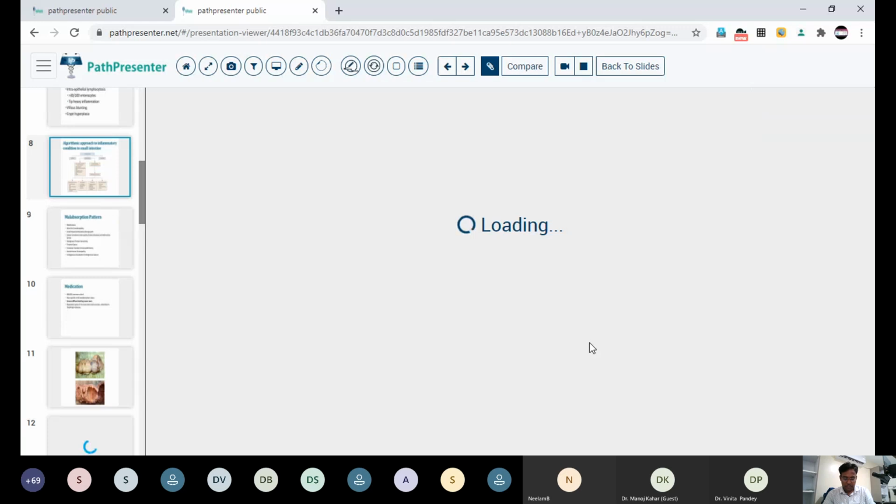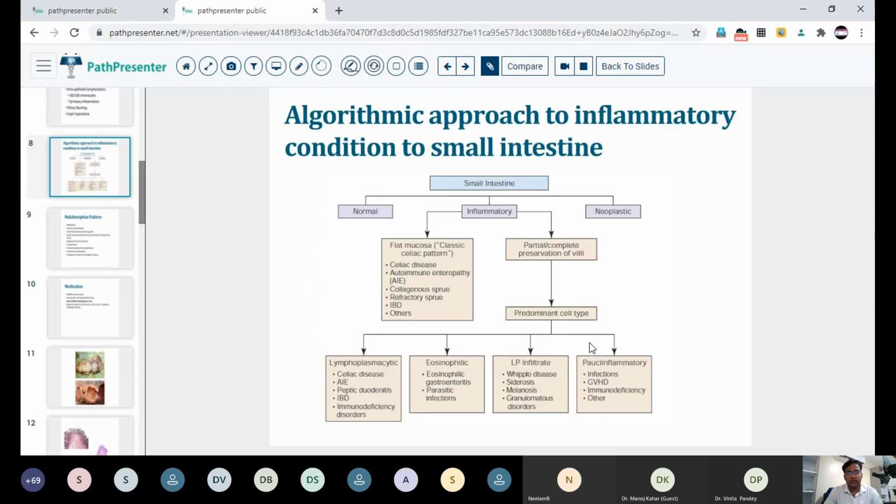So how should you approach a case of malabsorption? This is overall an algorithmic pattern.